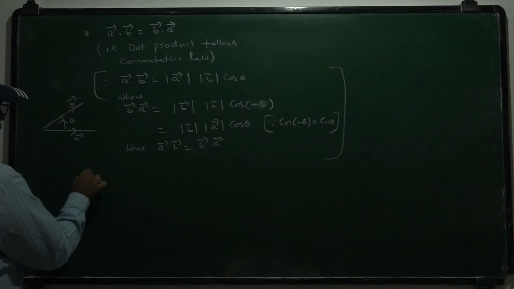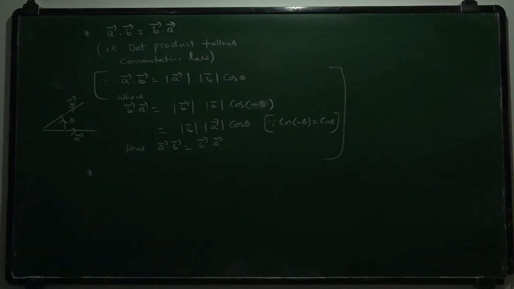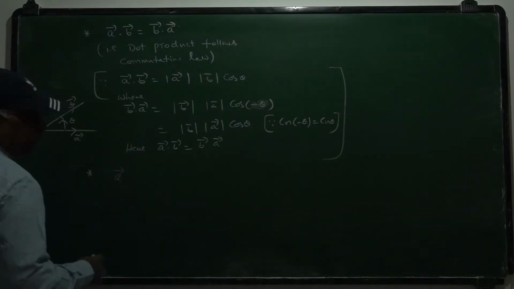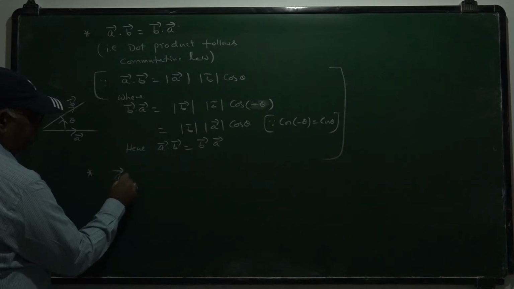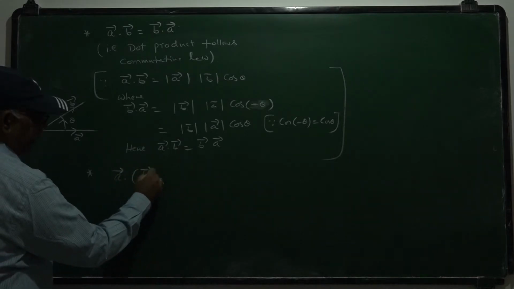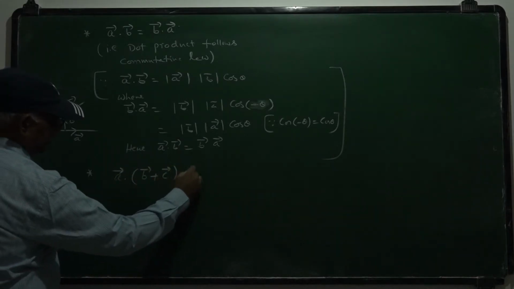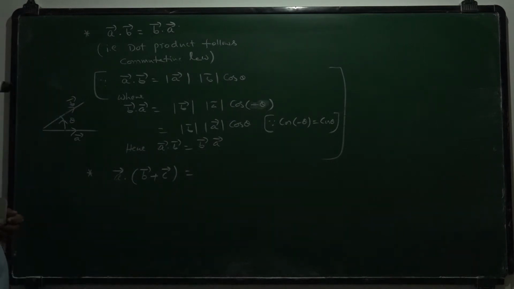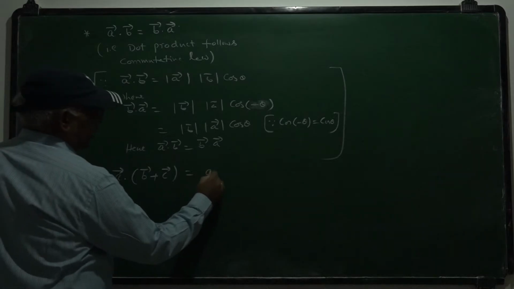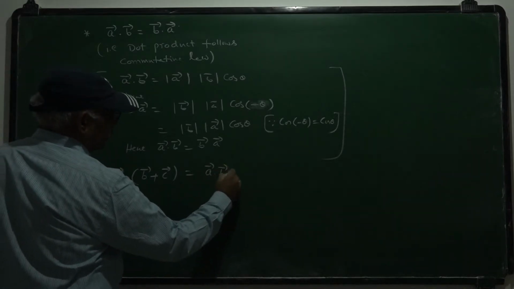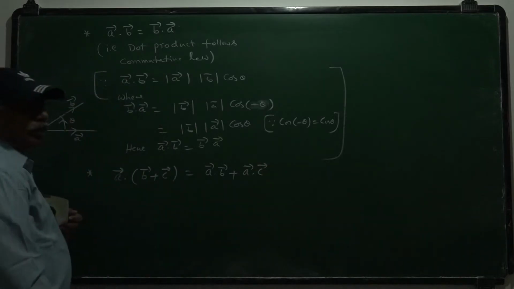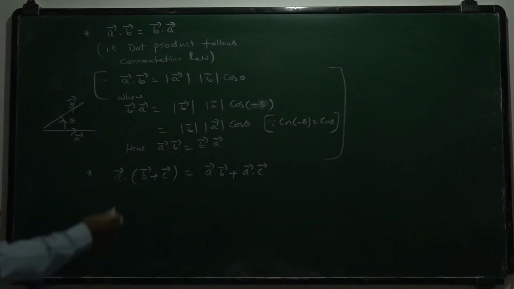Next point is dot product follows distributive law. That means A bar dot (B bar plus C bar) is A bar dot B bar plus A bar dot C bar. You can distribute the dot product with respect to vector addition.